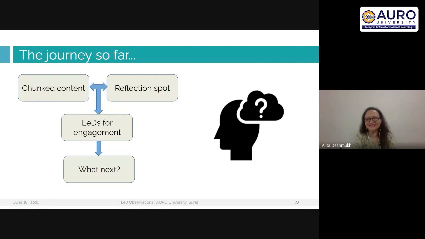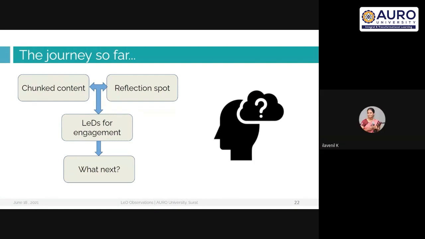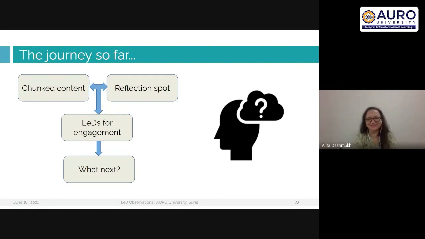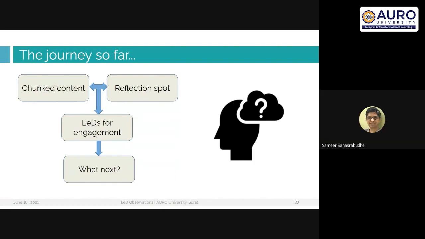Samir sir would like to say something here. Definitely. I'm just waiting for him to unmute his mic. Most certainly, no problem. Audio parts is a very good idea. It can be used. It all boils down to how you want to creatively utilize this reflection spot.